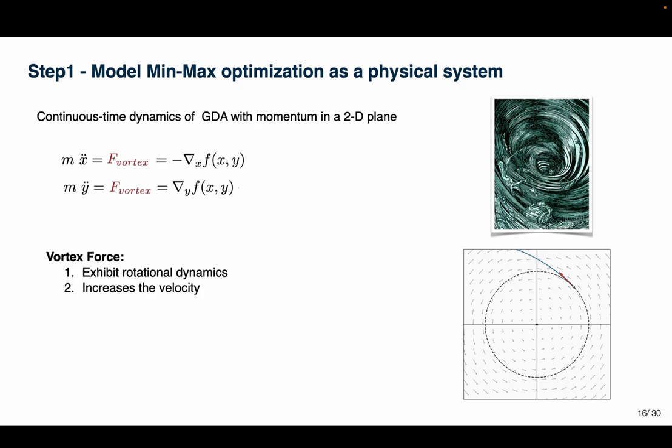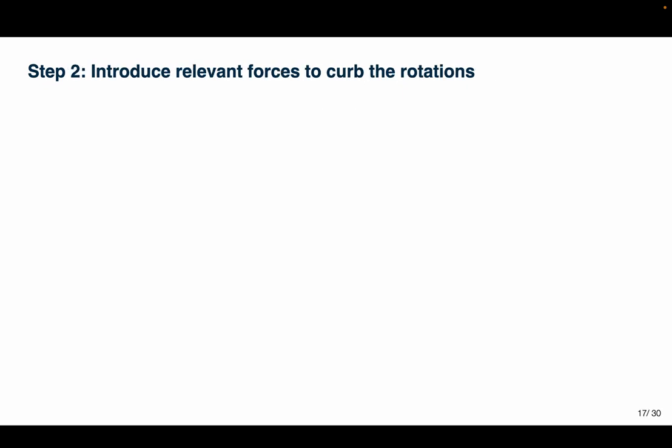So the vortex force had two important aspects. It exhibited rotational dynamics and it increased the velocity. These points were also what we were observing in min-max games. So now that we're in the physical world, we know different forces, we know their interactions, and we can just add different types of forces to our system. So we introduce another force to curb the rotation.